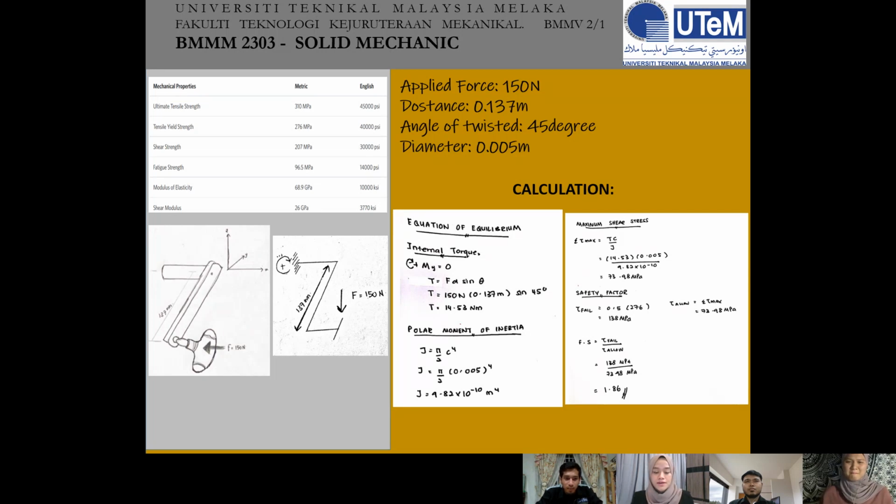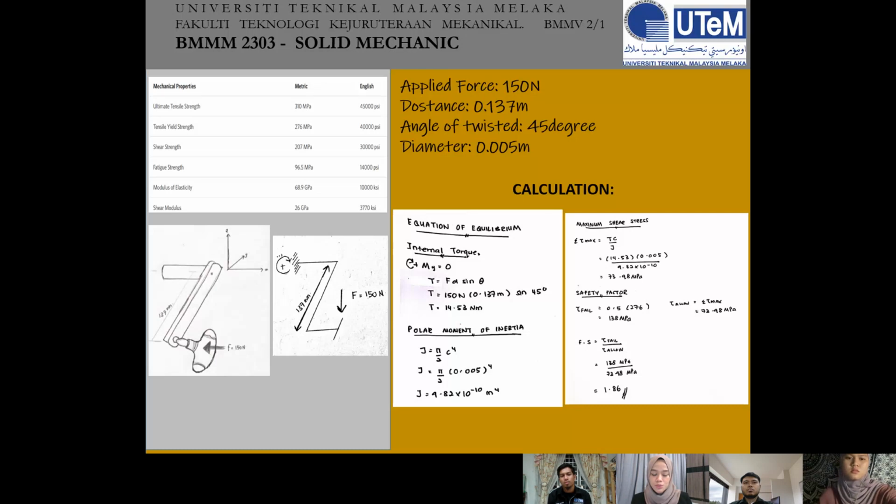Okay, thank you, Amar. As you can see here, this is the table of the mechanical properties of aluminium. We have the metric values of ultimate tensile strength, tensile yield strength, shear strength, fatigue strength, modulus of elasticity, and also shear modulus. This table helps in our calculation. So let's proceed to the calculation part. Firstly, we use aluminium as the material for our fishing reel or spinning reel. Referring to the table just now, the shear modulus is 26 gigapascal.